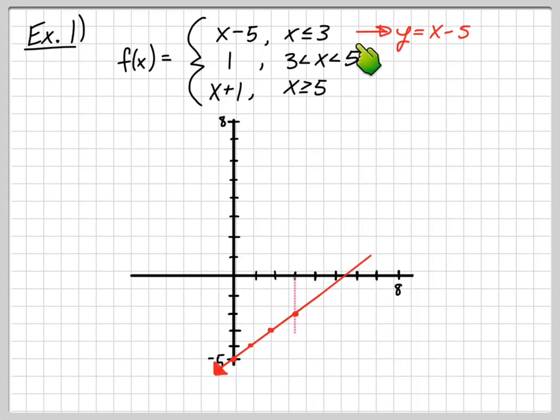So essentially I just made this first line, y equals x minus 5, and then I erase the stuff I don't need. So now we've got it down to just the piece we want. I know I have this dotted line in here, that's just for reference, so I can see where I need to cut that line off. x equals 3, that's where it's getting deleted.